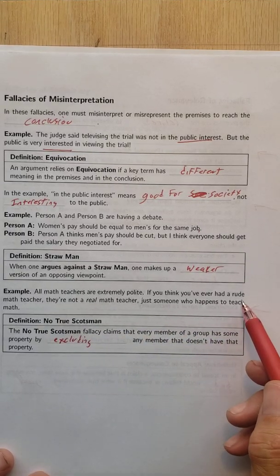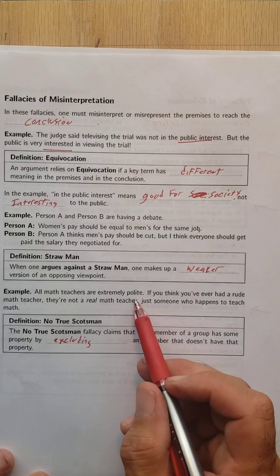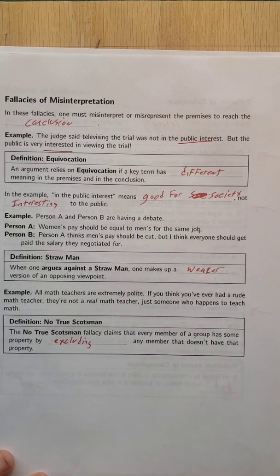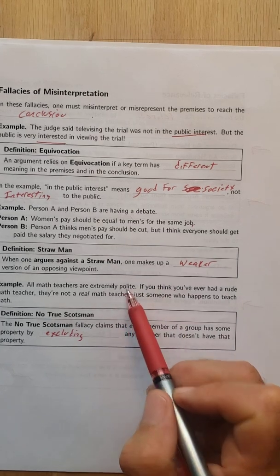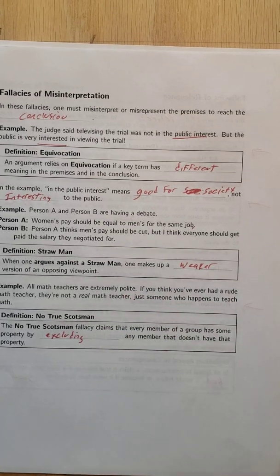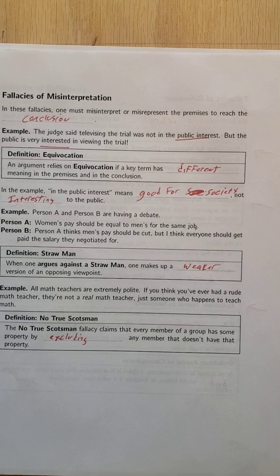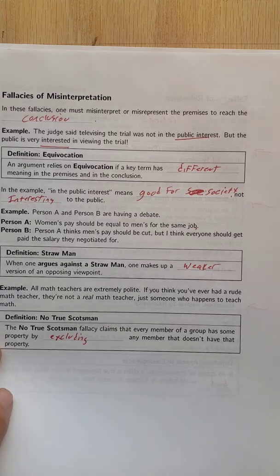So if we say all math teachers are polite and you've had one that's rude, well, we just take him out and say, well, he's not a real math teacher. And now it makes this true because we've taken out all the people that would make it false. Okay? So that is called no true Scotsman. Fallacy of misinterpretation.